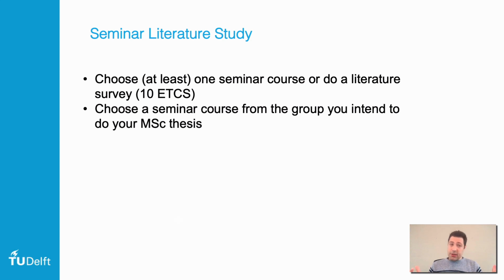So you can pick a seminar course. Those seminar courses usually have 5 ECs, some of them maybe 10 ECs. Or if you don't want to take a seminar course, you can also choose to do a literature survey, which means you pick an advisor, and then you're going to write a literature survey in the topic of the advisor.